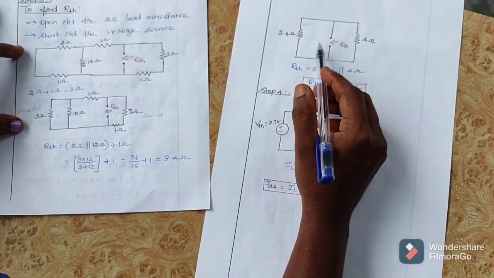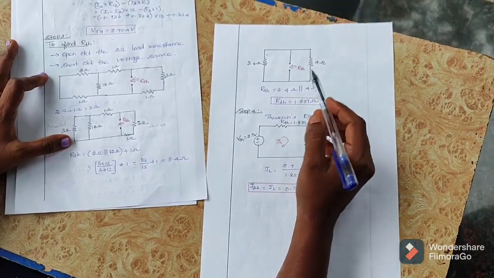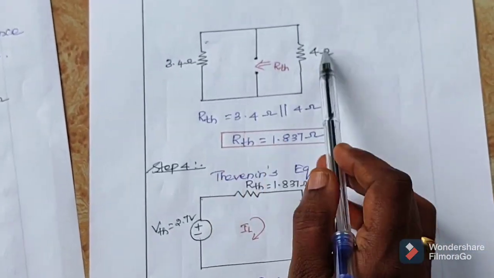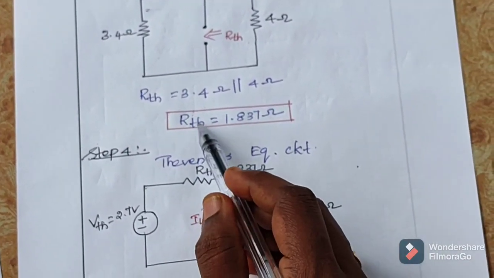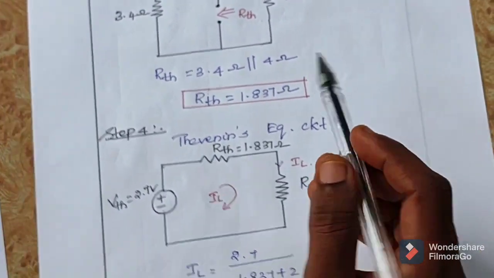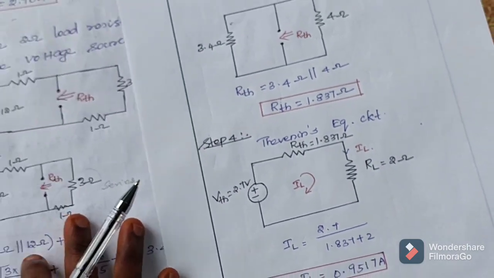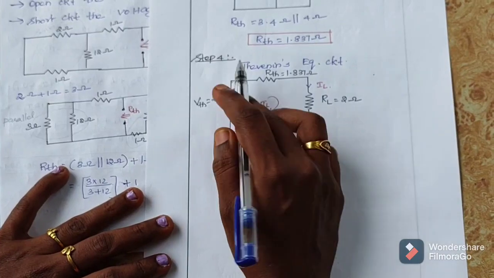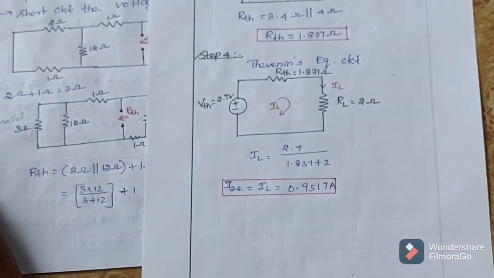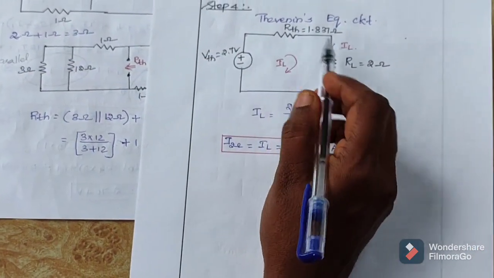Okay, so this is a simplified diagram. Now these two resistors are connected in parallel. Again you simplify this, you will get the value of RTH. RTH is the Thevenin's resistance. Now we know the value of RL, VTH and RTH. So draw the equivalent circuit and mark all the values.